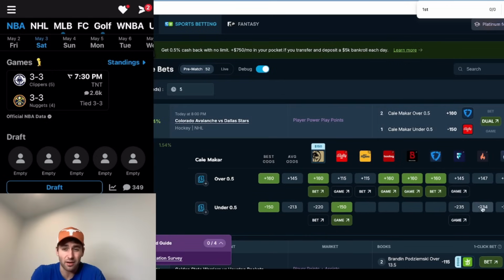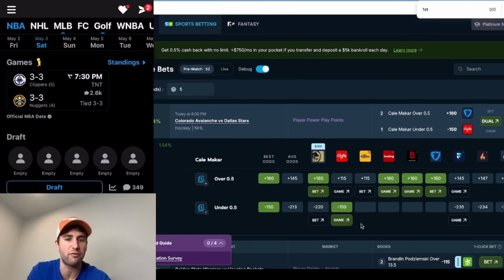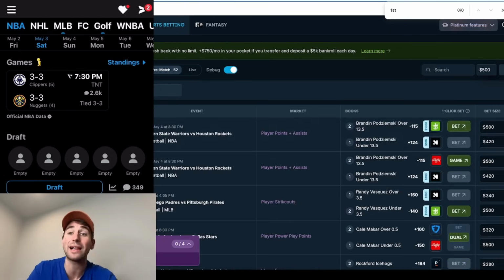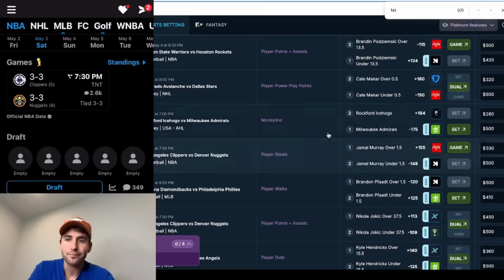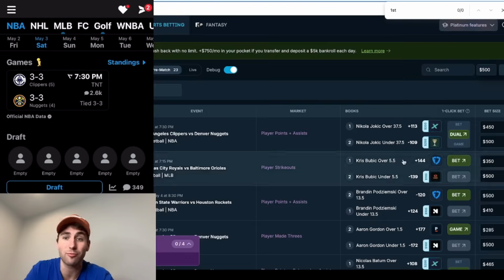So for example here, it definitely seems like the values on the Ballybet side, -150 on Cal Maker, under half of a power play point, kind of random betting market. But again, Ballybet is arbitrage to BetMGM, a bunch of other books. The books offering two-way markets, odds on the under, they have this around -250 to go under. So it definitely seems like in this scenario, the under on Ballybet is definitely the side with value. But let me get rid of Ballybet real quickly just because I'm not logged into it. And let's see if there's anything else that we fall in love with real quickly.